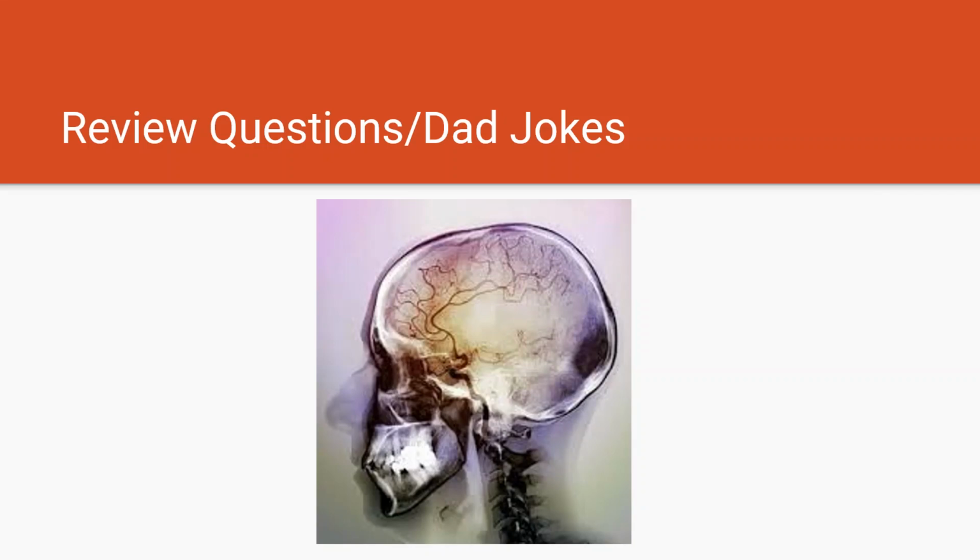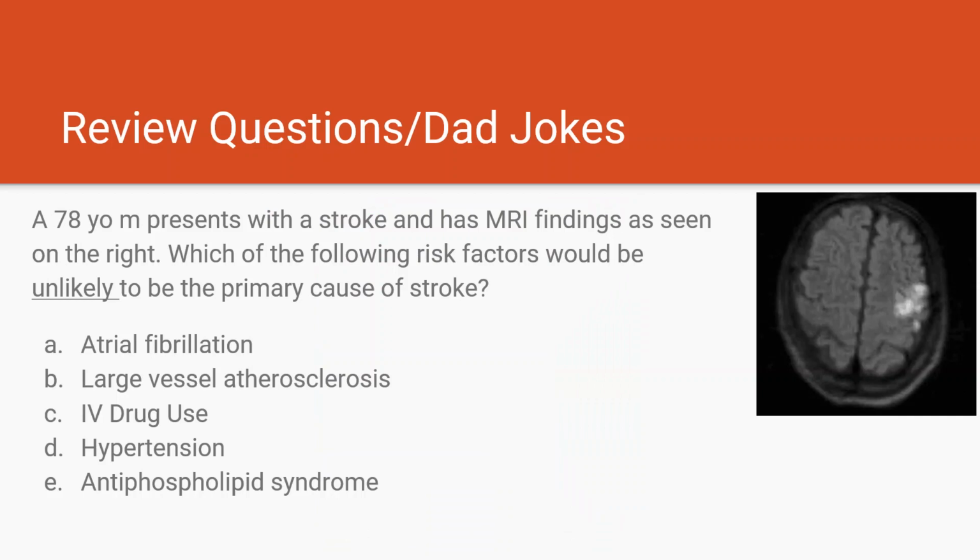So let's go through a couple of questions to highlight some key points from the talk. Okay, question 1. A 78-year-old male presents with a stroke and has MRI findings as seen on the right. Which of the following risk factors would be unlikely to be the primary cause of stroke?